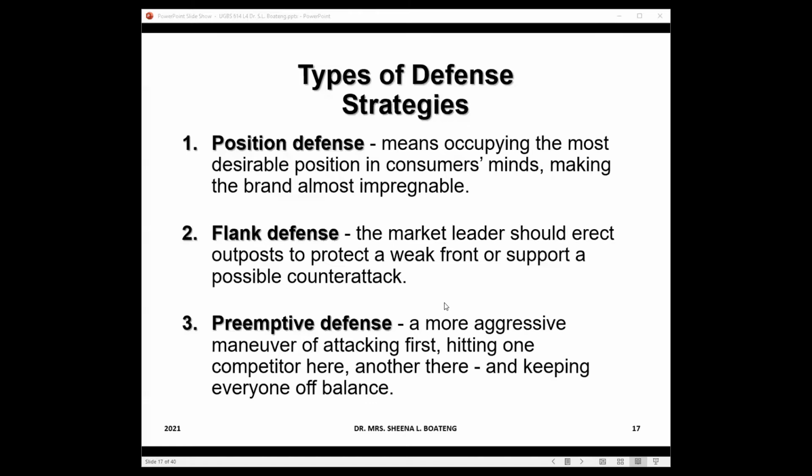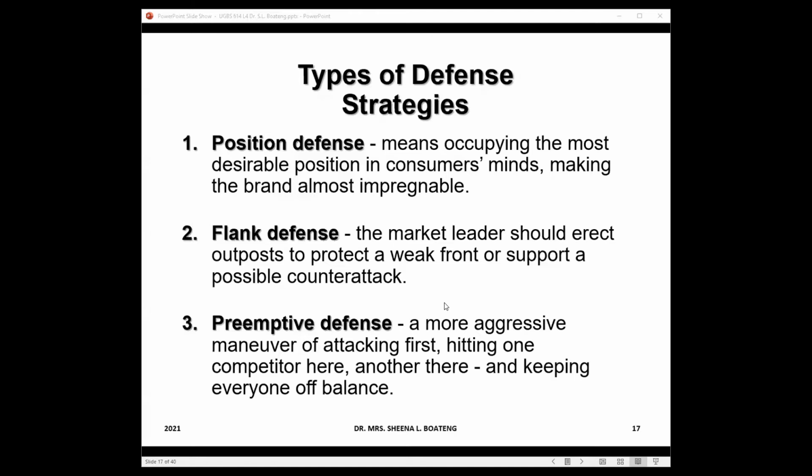Good. So moving on from flank defense, we can also talk about preemptive defense. And this type of defense is a more aggressive one, such that it involves the market leader attacking first. So they could involve them attacking one competitor at a time or attacking multiple competitors at the same time on different levels using the marketing mix elements. And that way they can keep them all off balance. So if they can keep them off balance and keep them occupied, they will not be able to actively come across and compete with them.